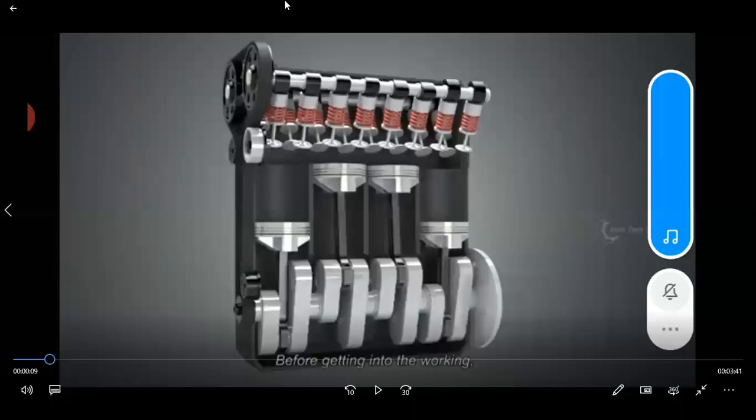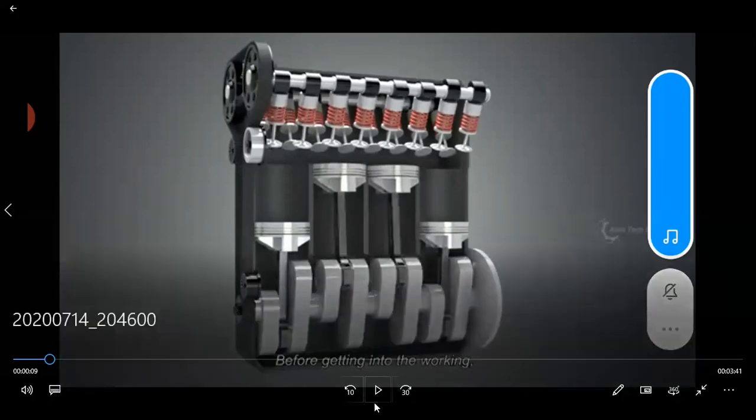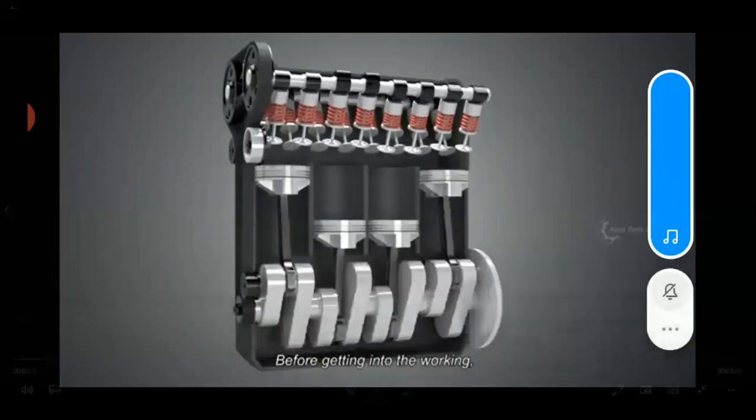In one cycle of the engine, if we take only one cylinder, the inlet valve opens only one time, and the exhaust valve opens and closes only one time. So in a single cycle, the inlet and exhaust valves have to open and close only one time. Students, let us see the working first, and you will get to understand it.